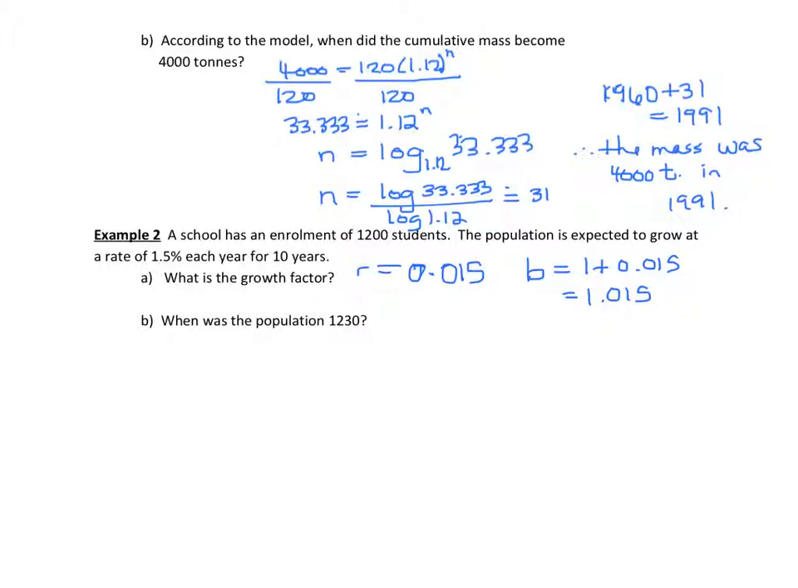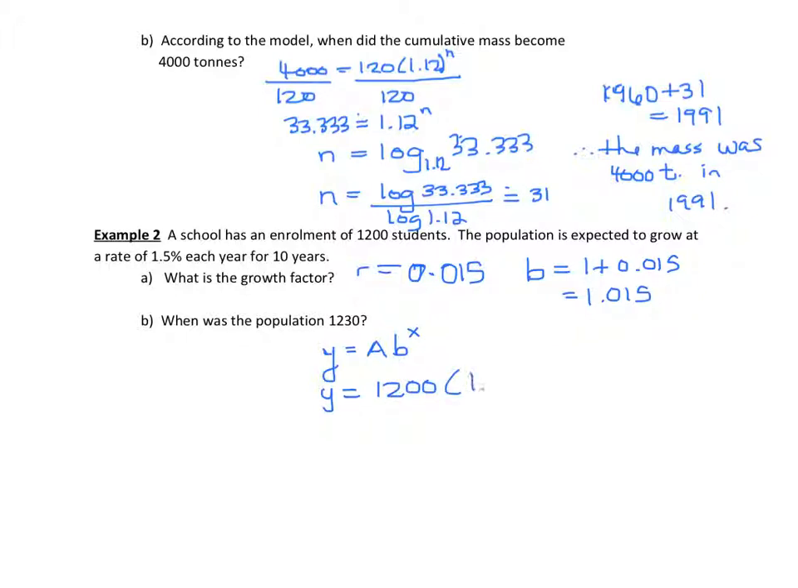So now in our equation, we're going to use the formula y equals ab to the x. We just figured out our b value, 1.015. I'm sorry, I forgot my a value. The a value was given, 1,200.